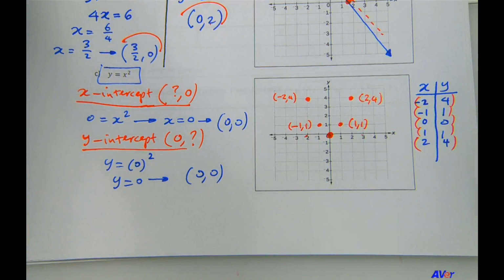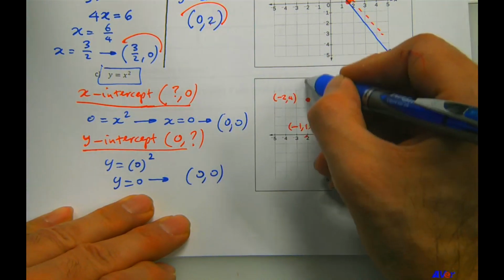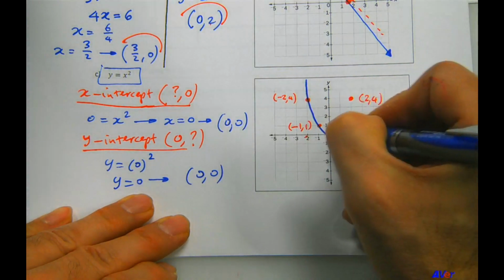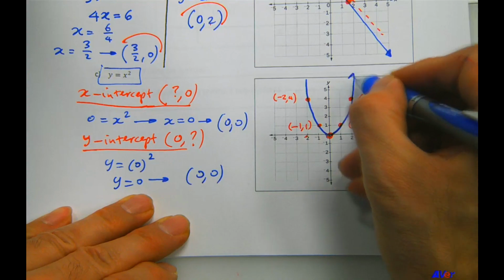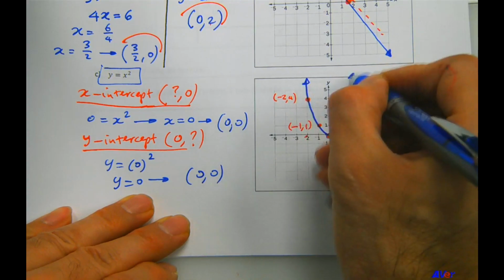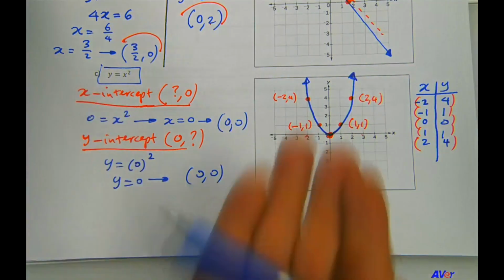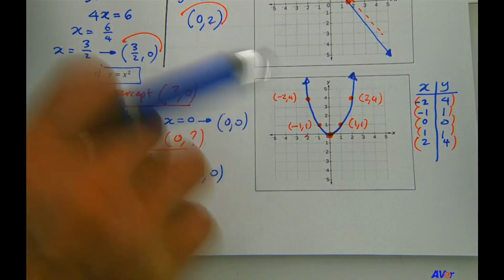Okay, now that we have more than just intercepts, we can plot this curve. So it's going to go like this, like that, like that, like that. Okay, but this one was an easy curve because everybody knows the graph of y equals x squared. It looks like that.